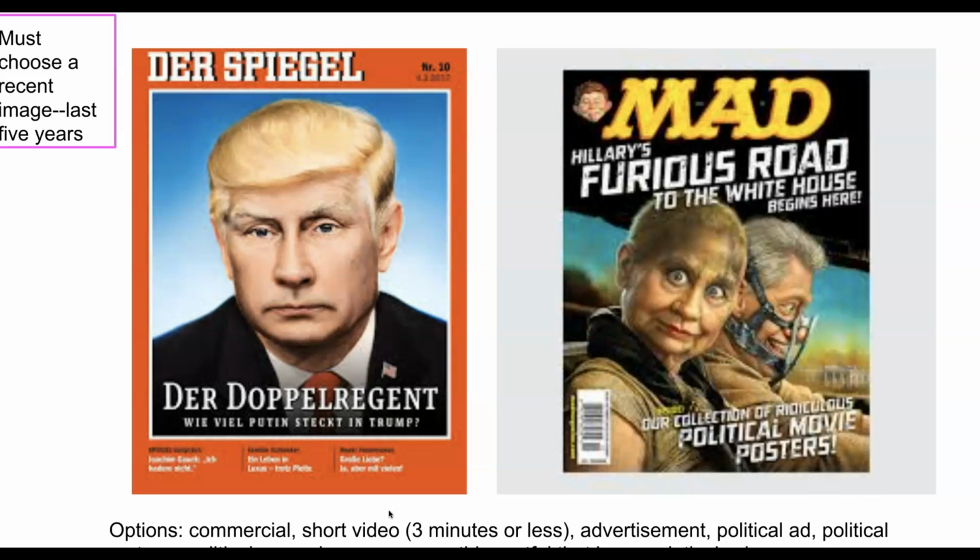You could pick an advertisement. Again, it has to be recent. Okay. You could pick a political ad, a political cartoon. I Googled magazine covers political, and I found these. You definitely need to find something artful that has a relatively clear message. In other words, the artist has made choices that create certain effects.